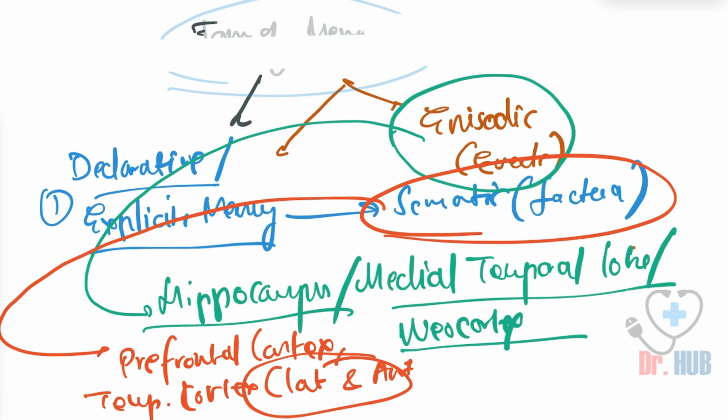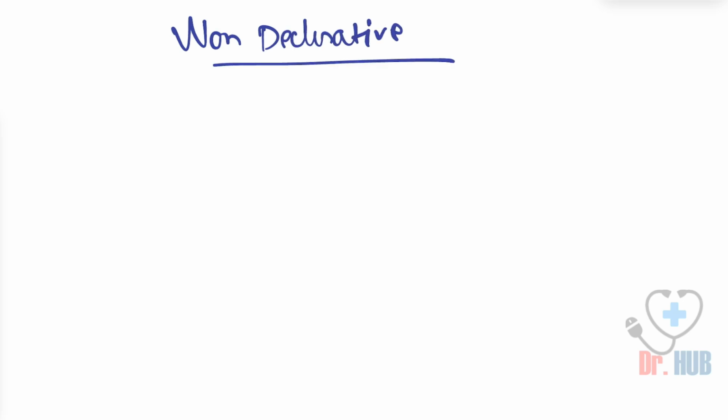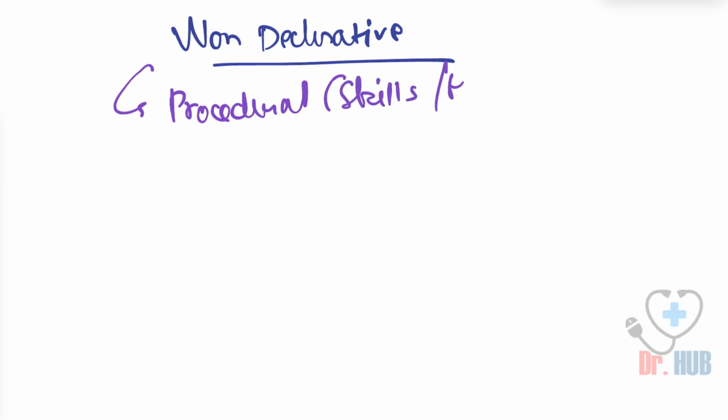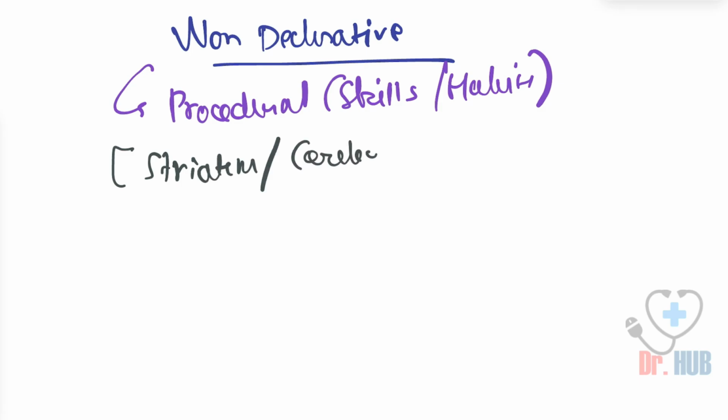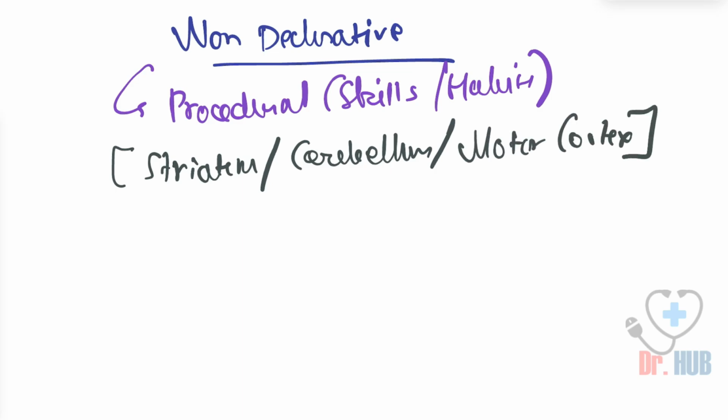Now we will go to the other category which we earlier discussed. It is the non-declarative. The non-declarative is divided into, first, the procedural. The procedural involves the skills and the habits. For these procedural skills, the part of the brain involved is the striatum, as well as the cerebellum, and the motor cortex is also involved here.